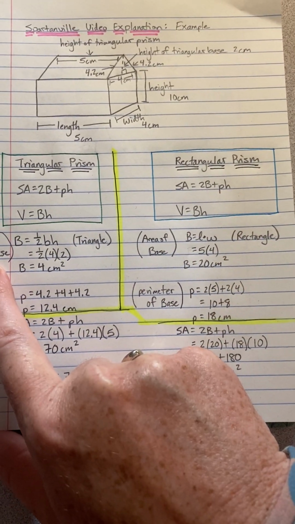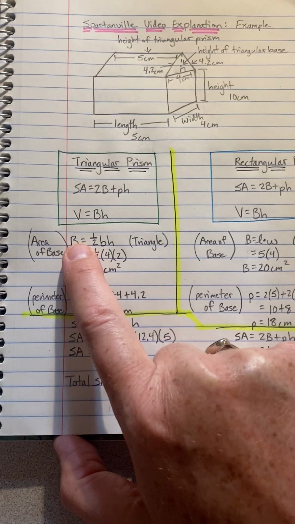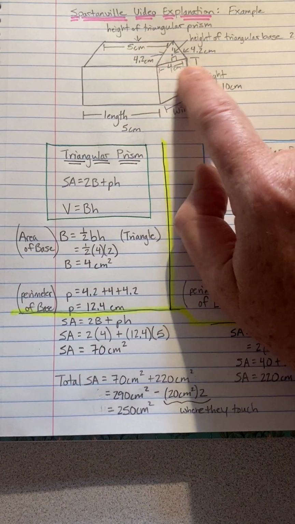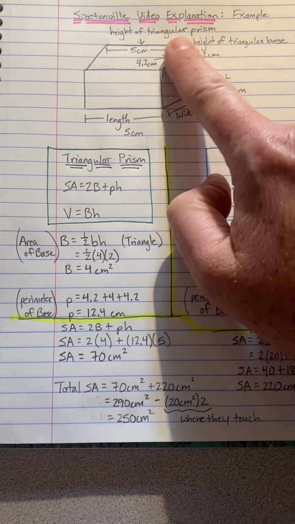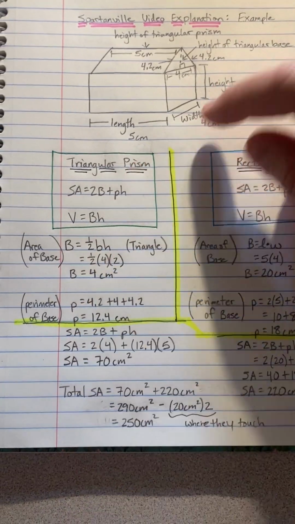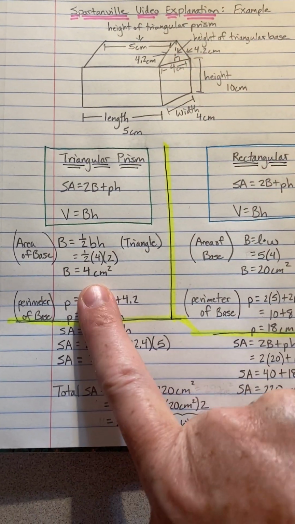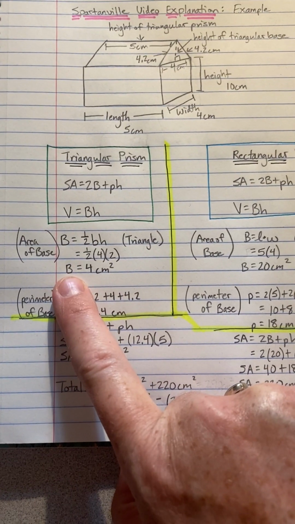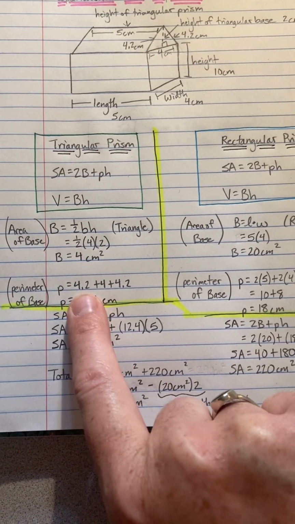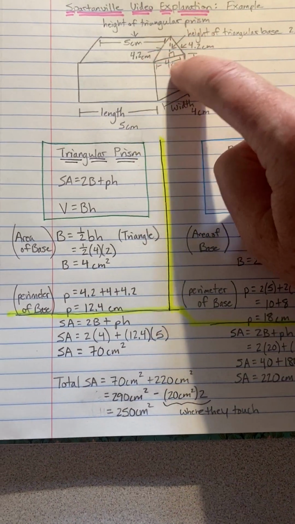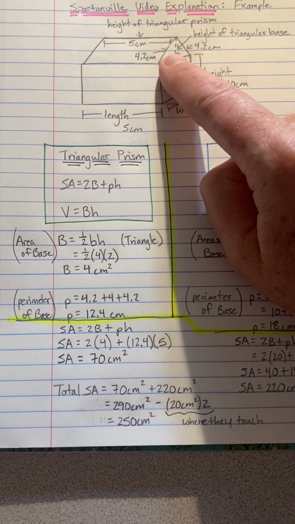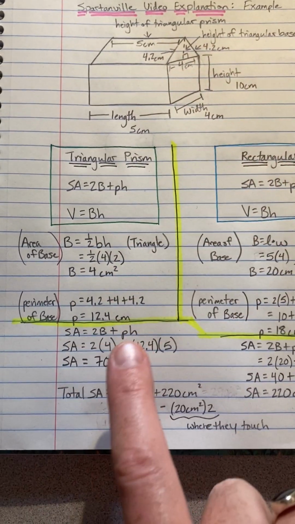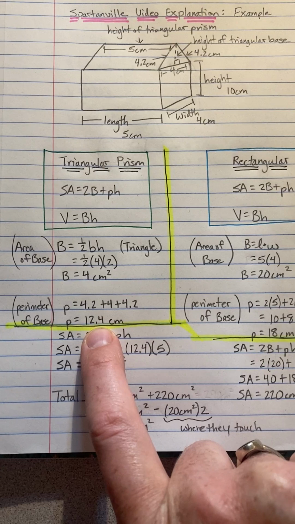So I found the area of the base of the triangular prism. The area of a triangle is 1/2 base times height. So I filled in 1/2, and then the base of the triangular face of the prism is 4, and the height was 2. And then I found that 1/2 times 4 times 2 gives me 4 square centimeters for the area of the base. The perimeter of the base would just be to add all the sides of that triangular face, which is the base of that prism. So I added 4.2 plus 4.2 plus 4, and I got 12.4 centimeters.